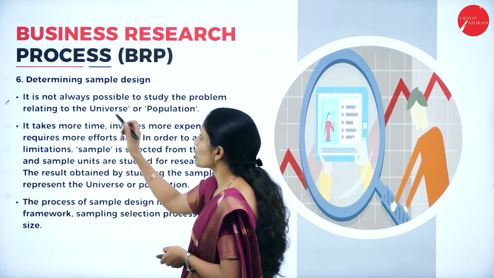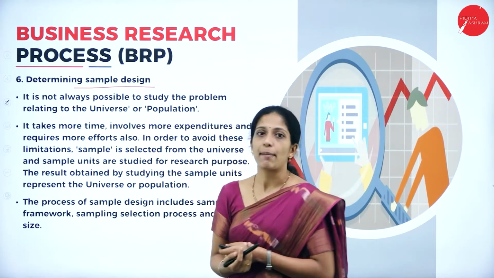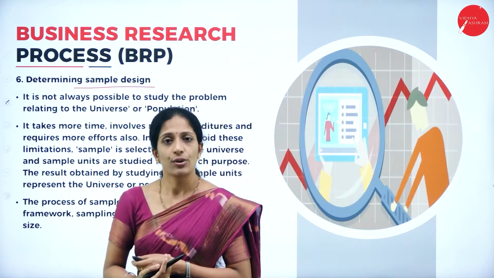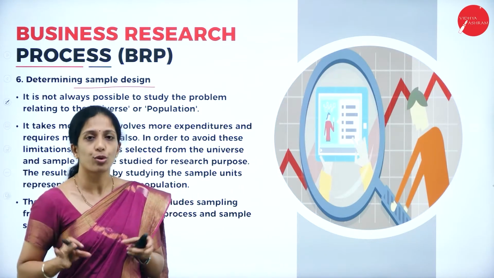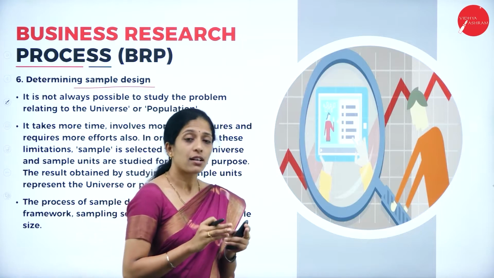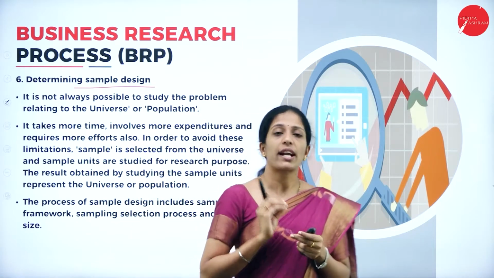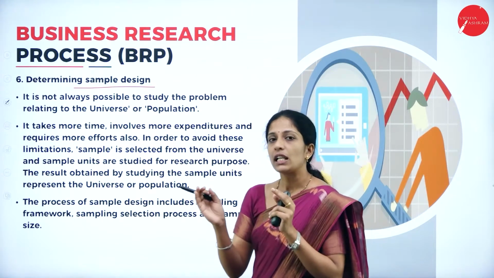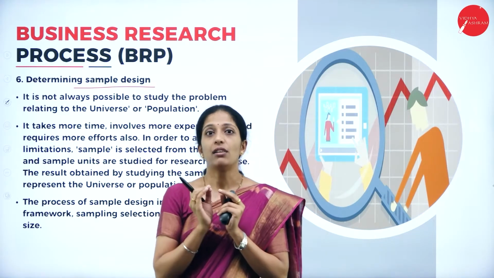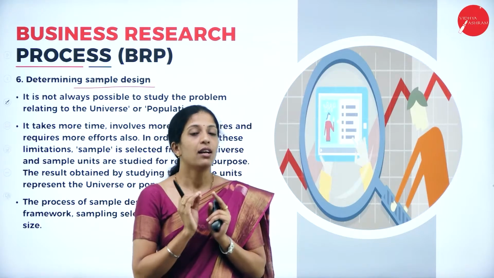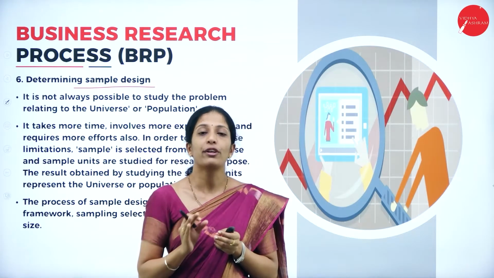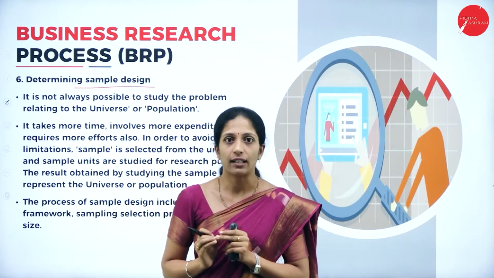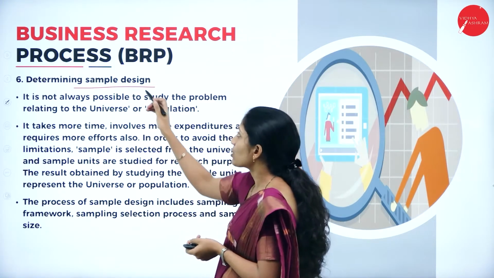Now coming to the sixth one, determining the sample design. It is always difficult for the researcher to collect the information from a large group of the population, correct? Because we cannot meet each and every individual and collect the information. For that reason, what he'll do, he will select a group of people, which is called what? Sample. So irrespective of the whole universe, he is going to select a group of people and collect the information, which is known as what?